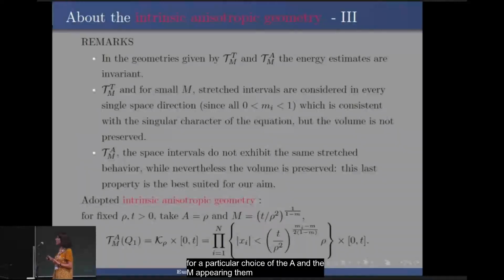Then for a particular choice of the A and the M appearing there, we worked with this calligraphic K of rho, saying that it depends on what happens in time. So this T here is fixed, okay, divided by this rho squared. It is something that we would more or less expect, because we have these two derivatives in space for one derivative in time. And this M appearing here is just the average. So some of the mi's are above, some of them are below the average, so this could be positive or negative, it depends.